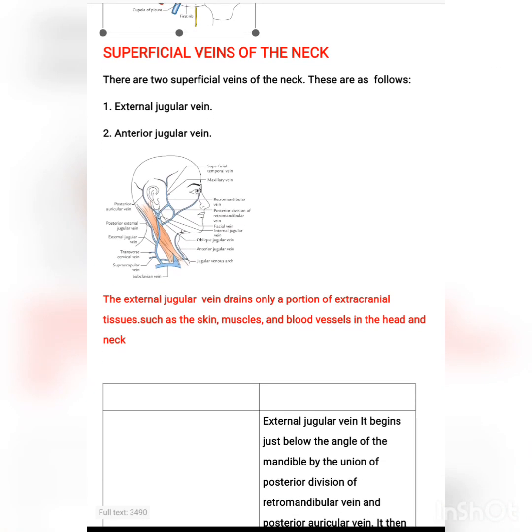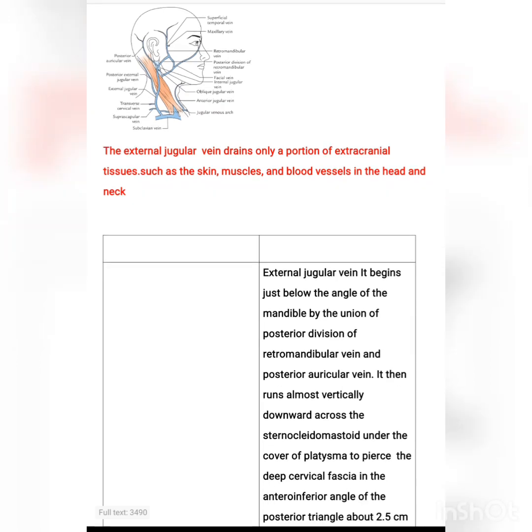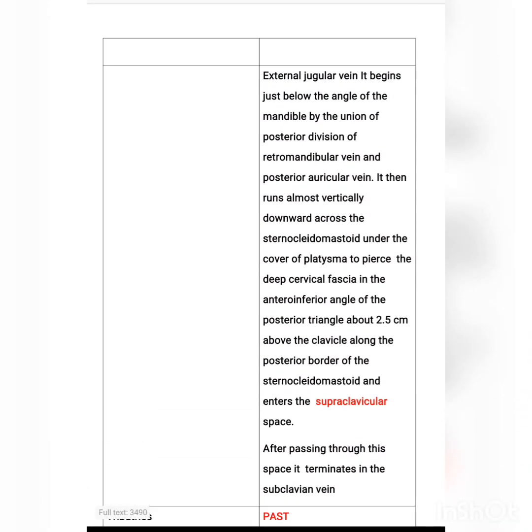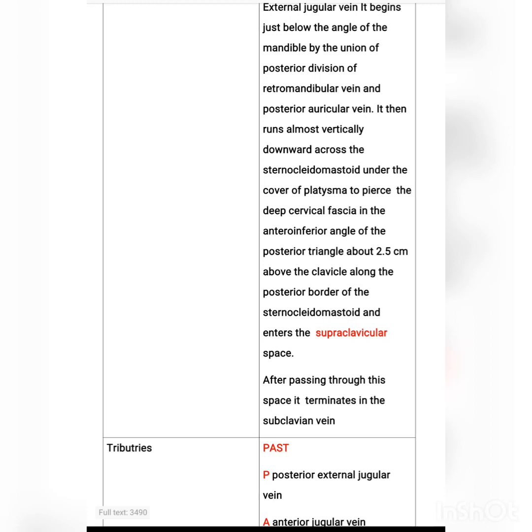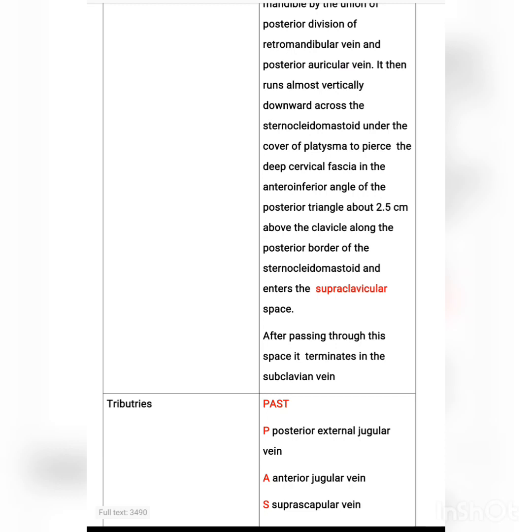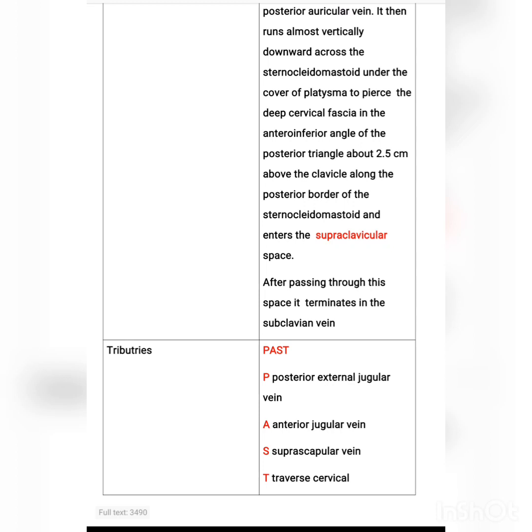So the external jugular vein drains only a portion of the extracranial tissues, such as the skin, the muscles, and the blood vessels in the head and neck. It begins just below the angle of the mandible by the union of the posterior division of the retromandibular vein and the posterior auricular vein. It runs almost vertically downward across the sternocleidomastoid muscle under the cover of the platysma to pierce the deep fascia in the anteroinferior angle of the posterior triangle, about 2.5 cm above the clavicle, along the posterior border of the sternocleidomastoid muscle, and enters the supraclavicular space. After passing through it, it terminates in the subclavian vein.